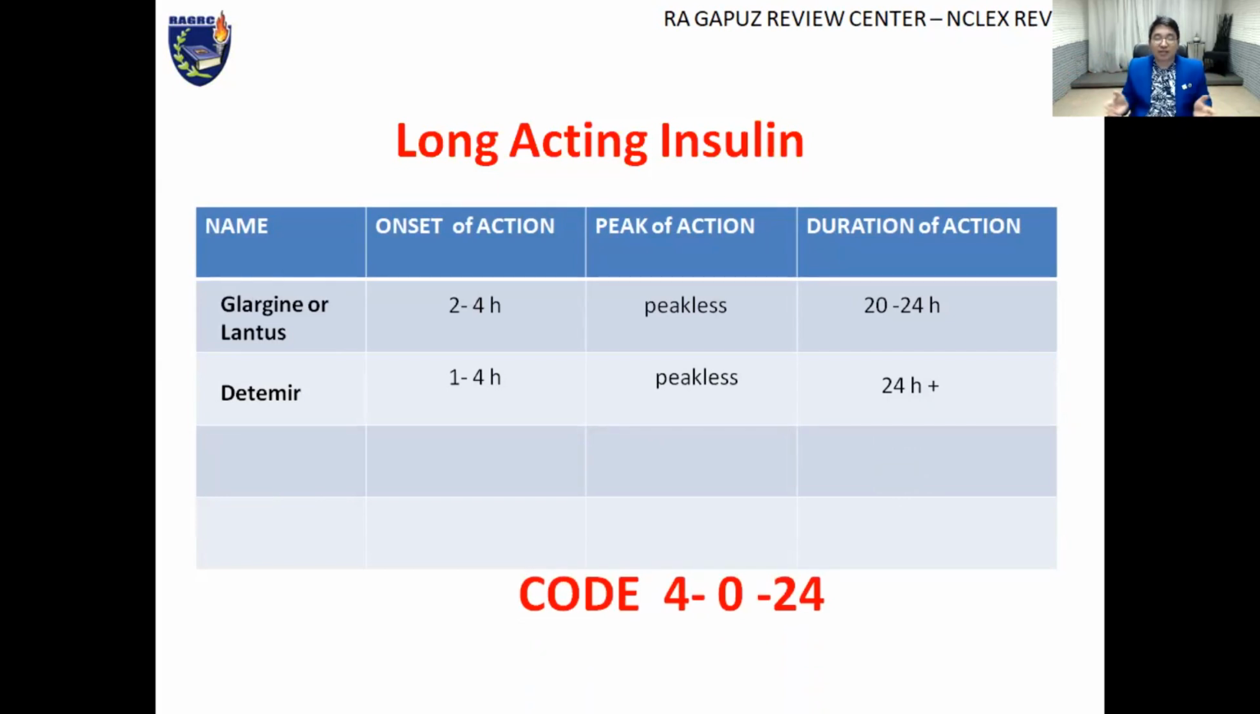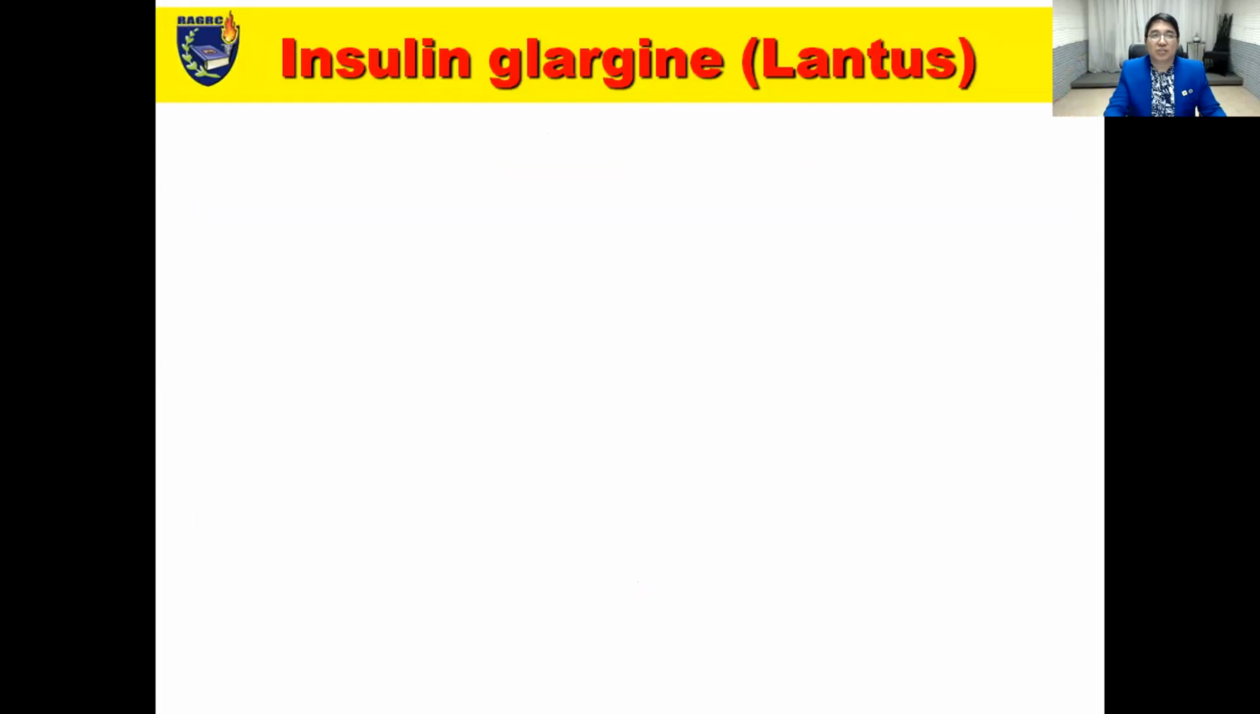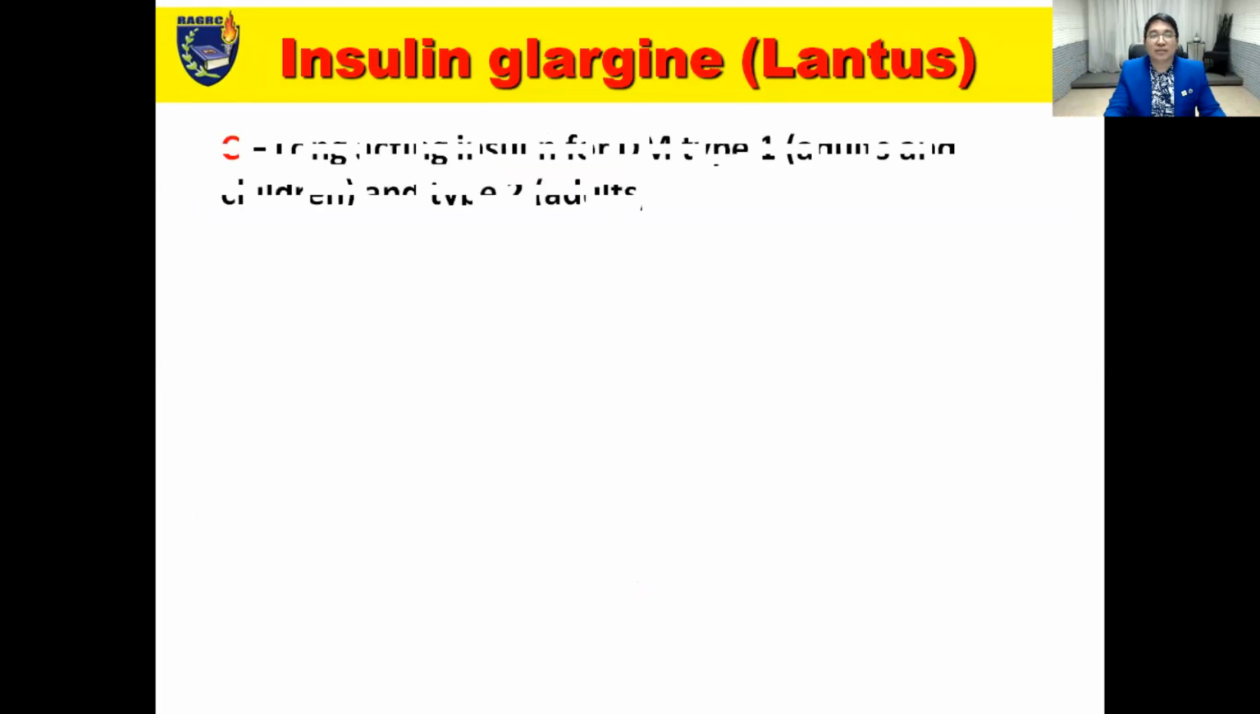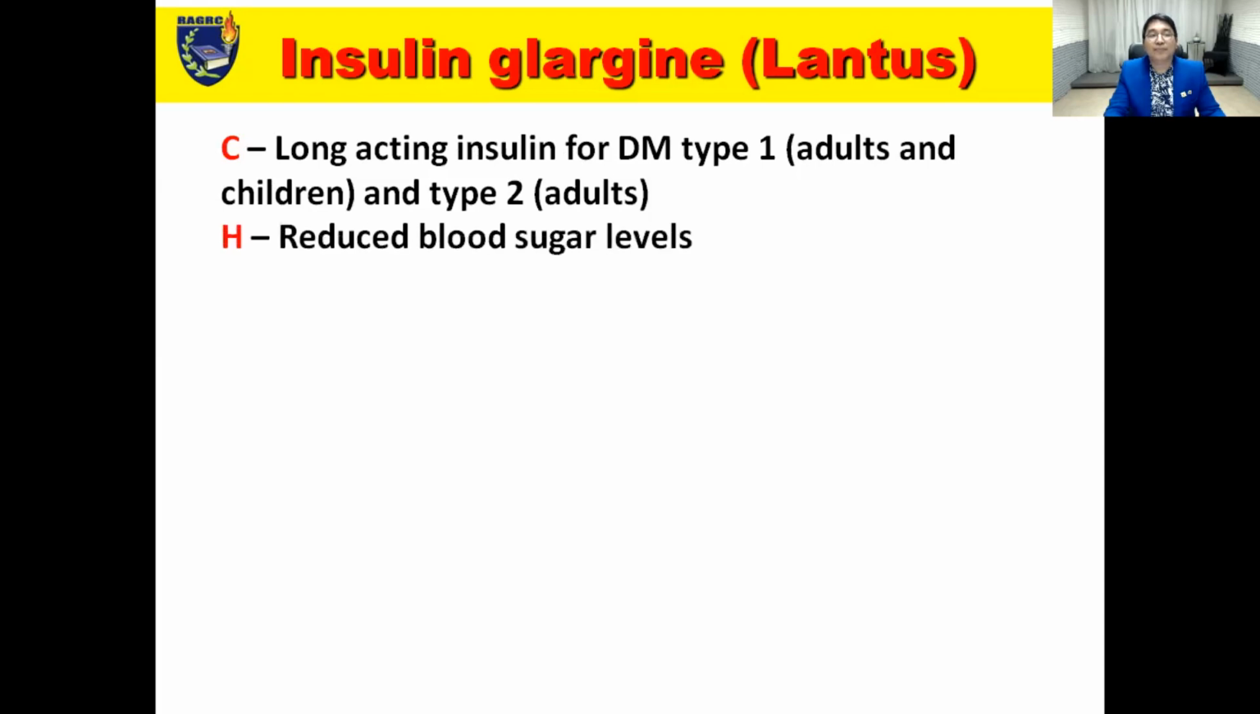Once again, let's integrate. For rapid acting, 1563. For short acting, 32.8. For intermediate acting, 1 times 4 times 4. And for long acting, 4024. Okay, great. So let me highlight Insulin Glargine in our list of long-acting insulins. It's a long-acting insulin for type 1 diabetes in adults and children, and type 2 in adults, okay?